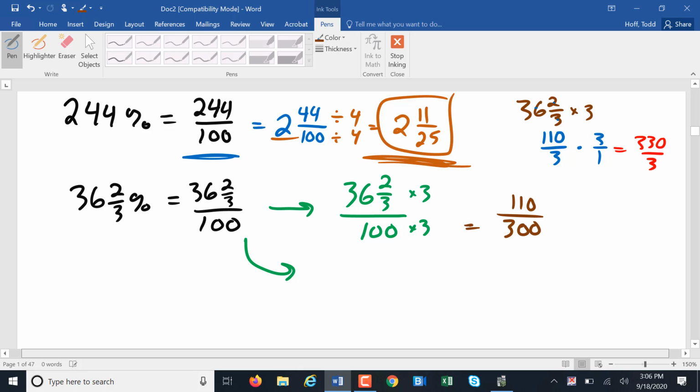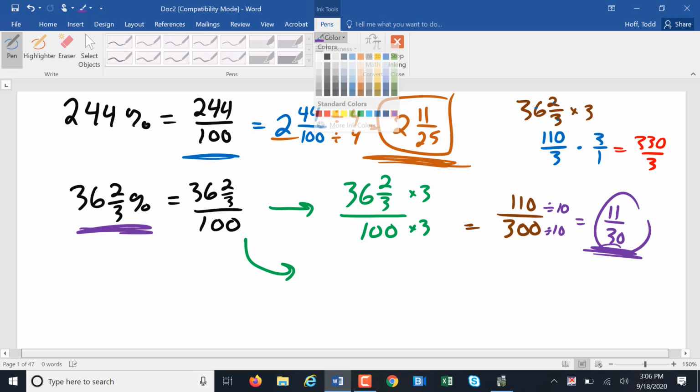Right? So it's 110 over 300. Both end in 0. We'll divide by 10. It's 11 out of 30. So 36 2/3% is equivalent to 11 out of 30.